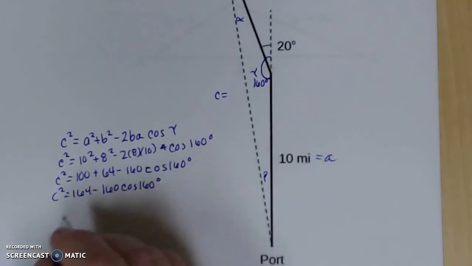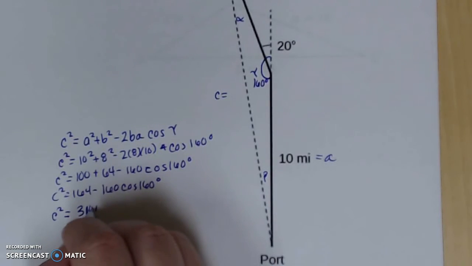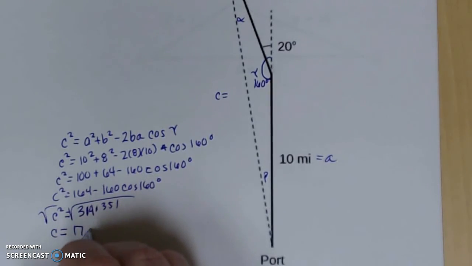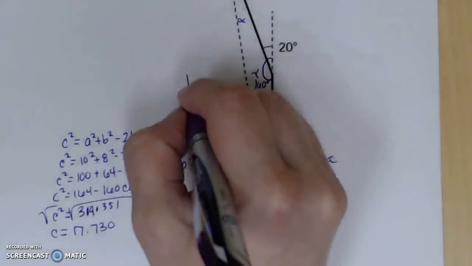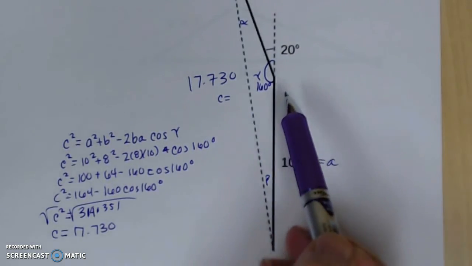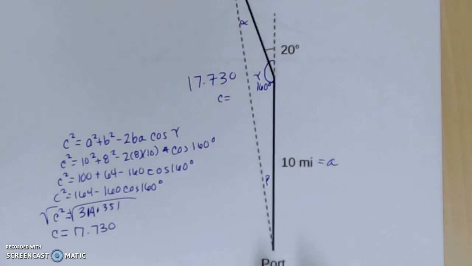So I'm going to plug all this into my calculator, and I get 314.351. So I'm going to square root. Don't forget that step. So that means 17.730. And see if it makes sense for your problem. If you had accidentally forgotten to square root, would it make sense that he went 10 miles and then 8 miles and he had to go back 314 miles? That seems a little extreme. But 17 miles sounds about right.